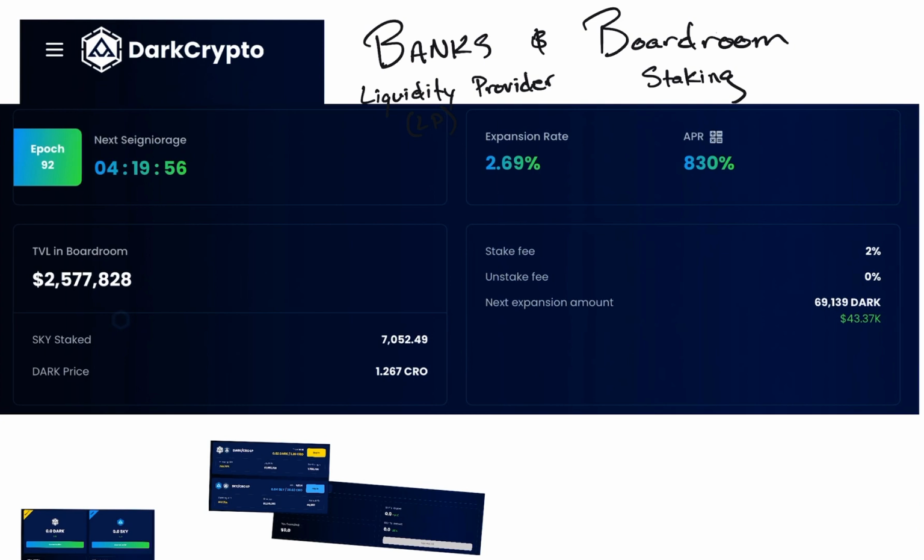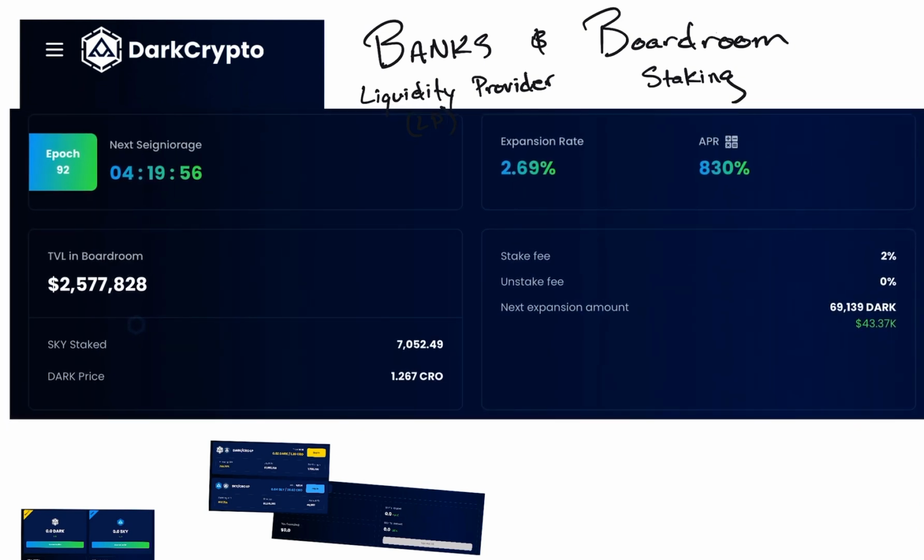It removes your ability to trade or sell those assets, and in exchange for restricting your access to your Sky, Dark Crypto will pay you rewards in Dark tokens. So if you click on the Boardroom tab, this is what you're going to see first.